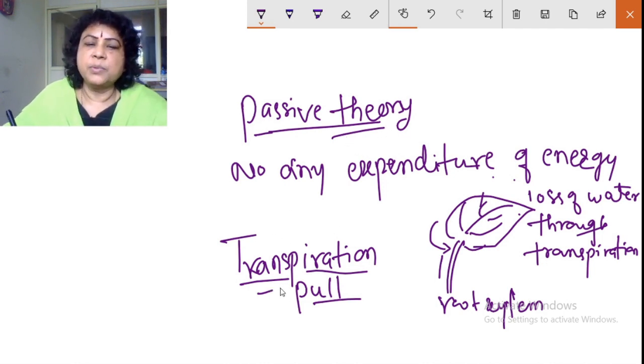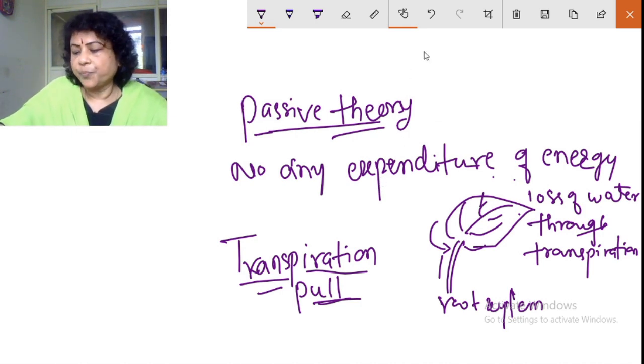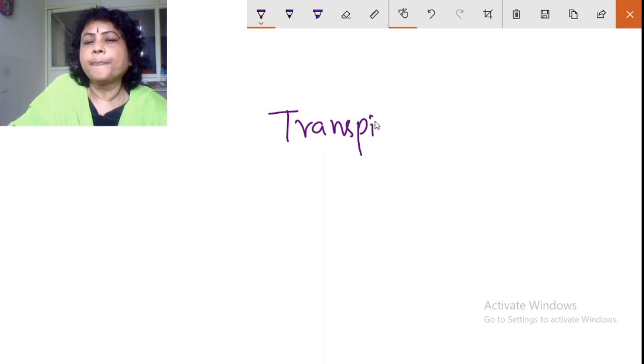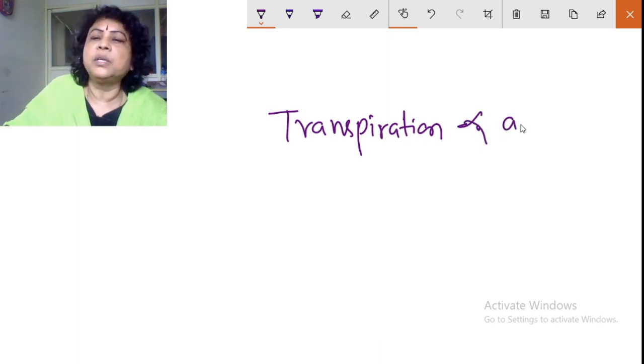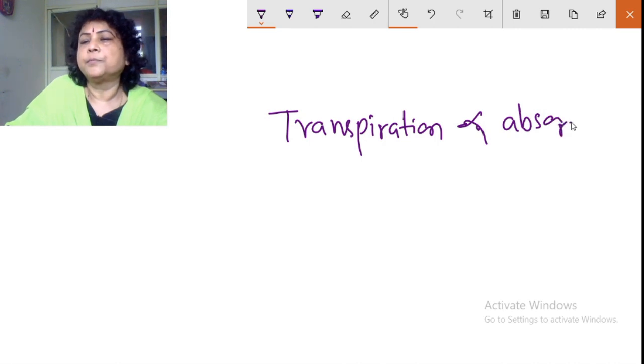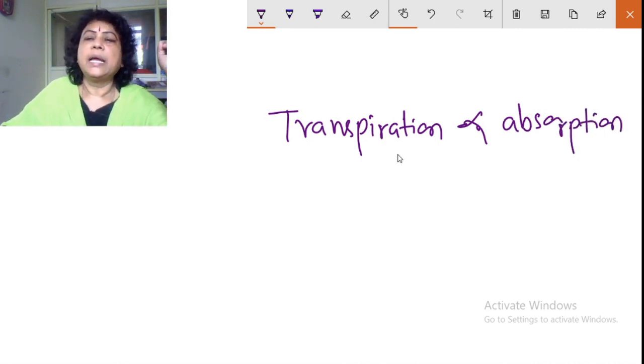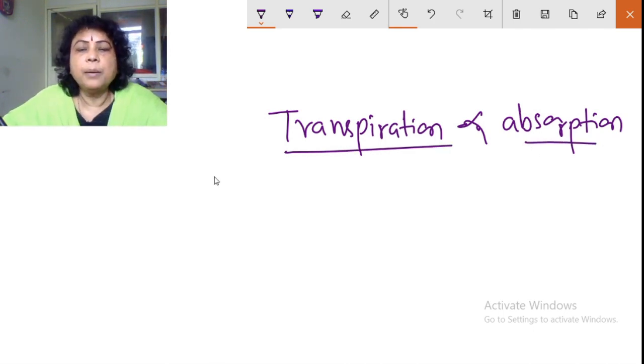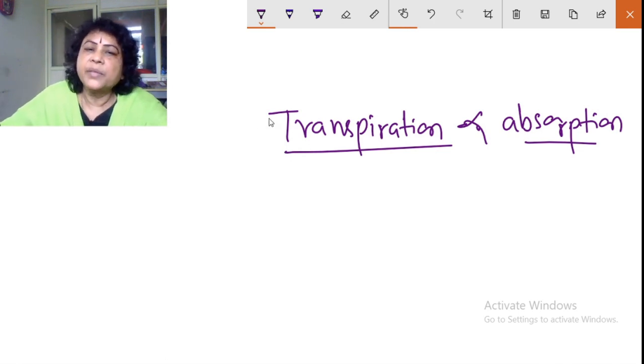There is only the transpiration pull which is responsible, and this theory is accepted worldwide because they gave the support that the rate of transpiration is directly proportional to the absorption. So in this way there are different theories about the mechanism of water absorption: the active theory and the passive theory.